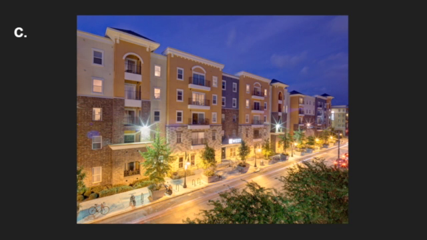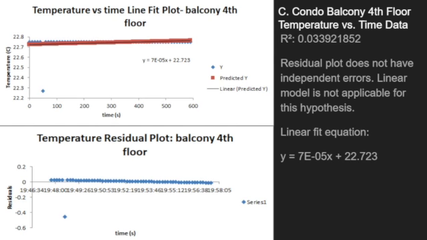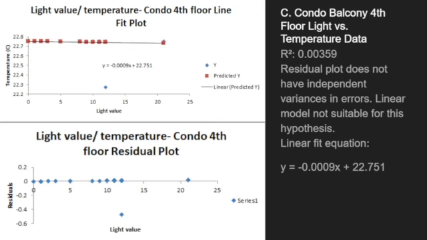So this is condition C, outside of a balcony on the fourth floor at night. This is a temperature versus time data. So you can see again, it doesn't have independent errors, so a linear model is not suitable for the hypothesis. Again, this one is not suitable for a linear model because the errors are not independent.